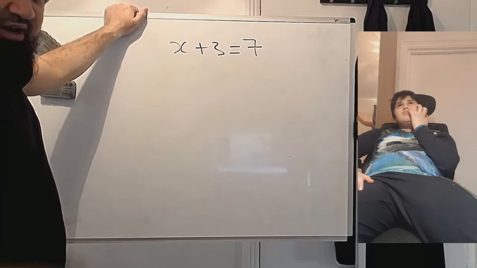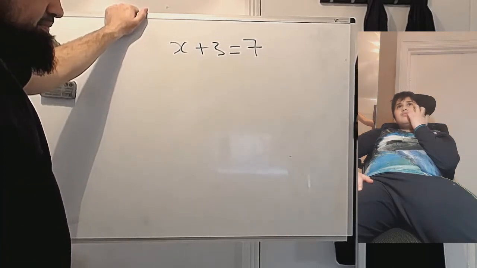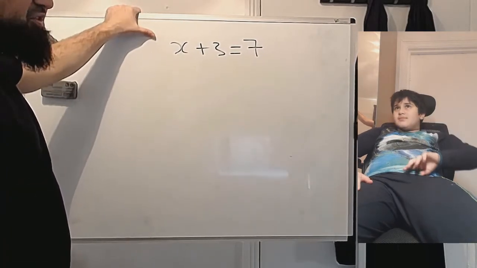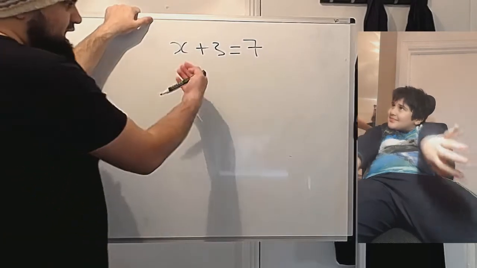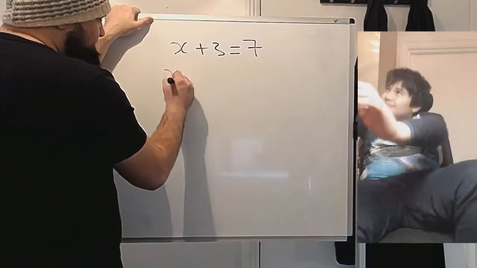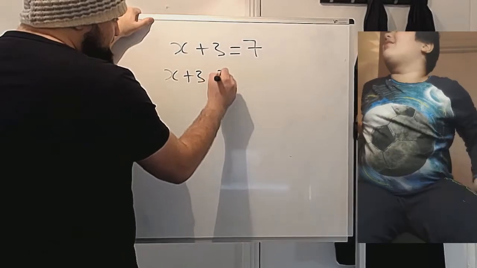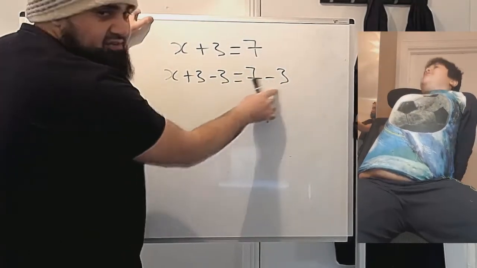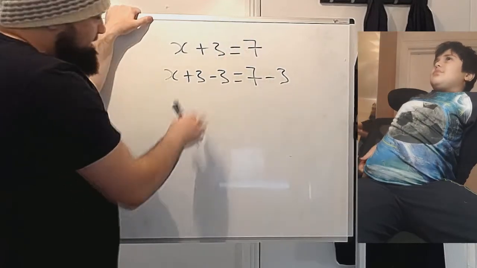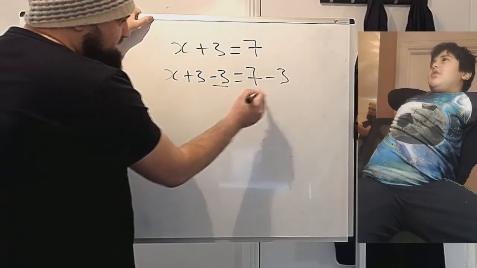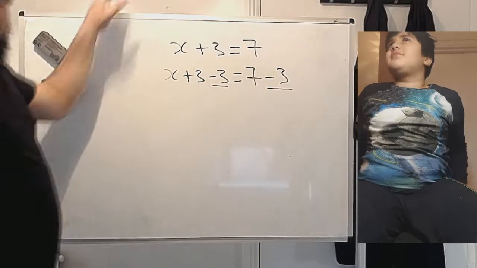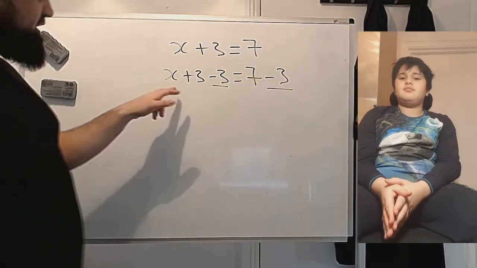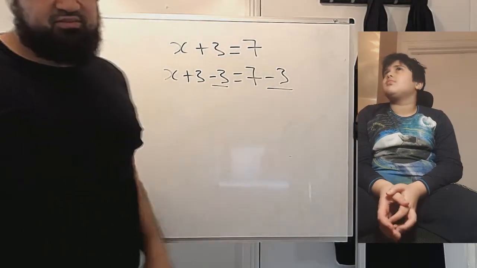So we need to do this algebraically, right? So how do we do that? We need x by itself on the question side. So how can we do that? Well, if we do x plus 3 minus 3, that equals 7 minus 3. The reason why we have a minus 3 on this side, if you remember, is that whatever we do to this side, we must do to the other side, the answer side. Right? So now we've got x plus 3 minus 3 equals 7 minus 3.